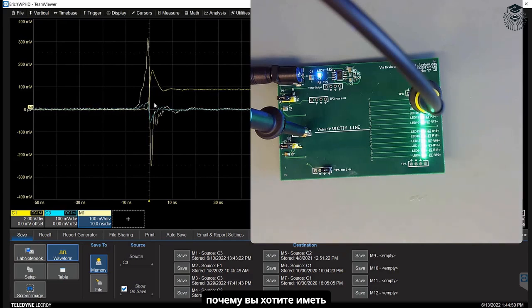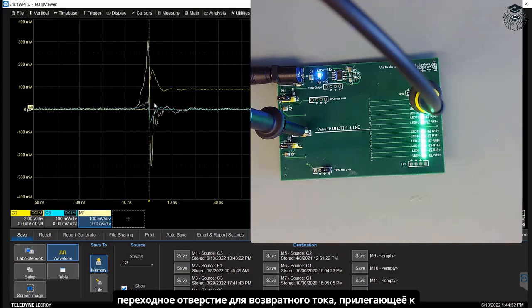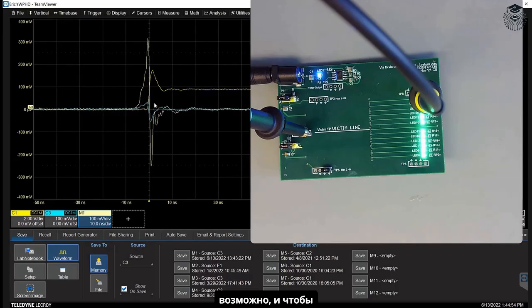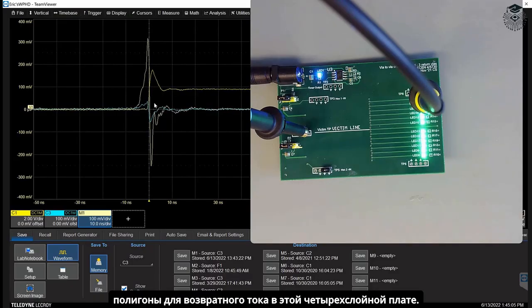That's why you want to have a return via adjacent to every signal via, if possible. And in order to implement that, you need the same voltage for the two planes that make up the return planes in this 4-layer board.